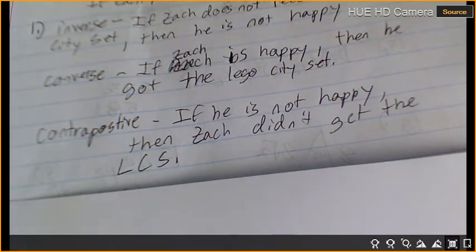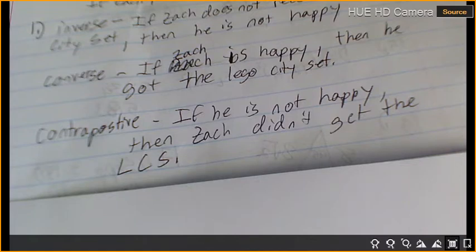For number 2, what do we think? Is it biconditional or do I need a counterexample? Biconditional, the original statement and the converse both must be 100% true. So is it true that if Zach receives a Lego City set for his birthday, he'll be happy? I would say it's true.